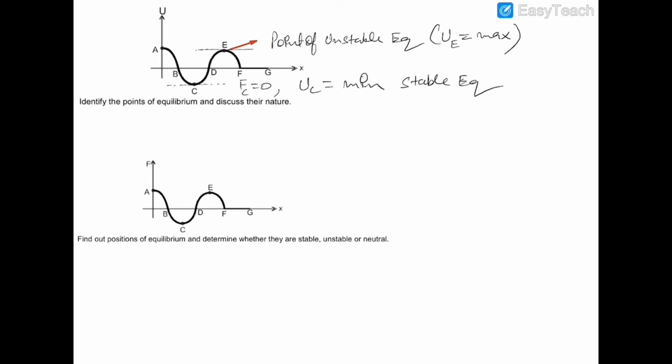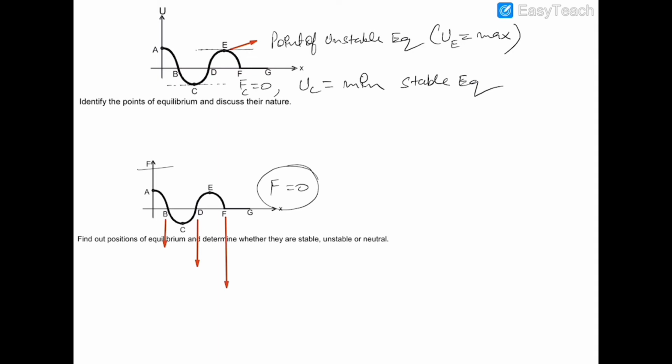Now similarly, I have to identify these points in this graph which is shown, and in this graph these points B, D and F. Again I am telling you that the slope at point A is not zero. So these three points, B, D and F, are the equilibrium points, because the force at these points is zero, and you have to pay attention that this graph is plotted between force and displacement x.